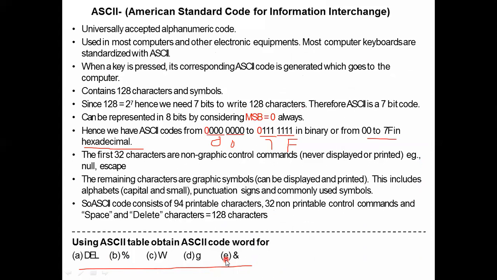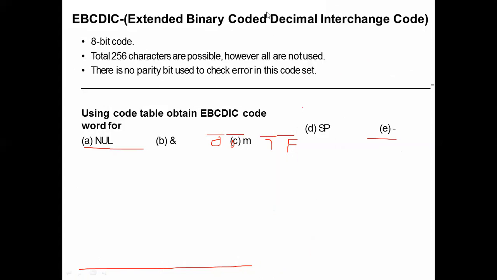Okay, amma. So this is alphanumeric code. One example is ASCII code. Okay, amma. The next code is extended binary coded decimal interchange code, EBCDIC. This is also an alphanumeric code. EBCDIC means extended binary coded decimal interchange code.